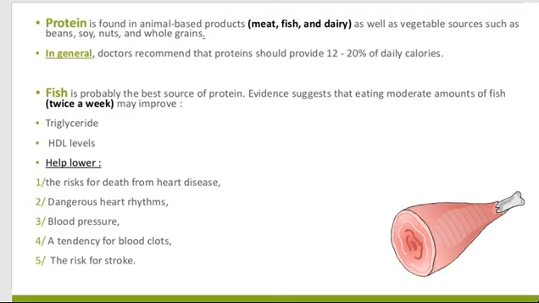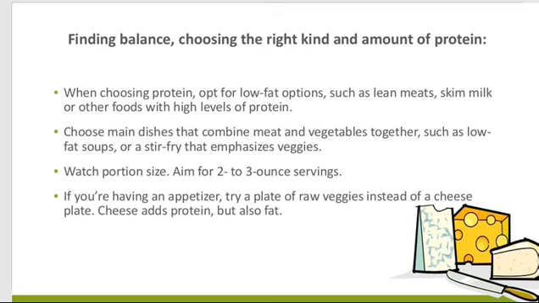Evidence suggests that eating a moderate amount of fish twice a week may improve triglyceride and HDL levels, and help lower the risk of death from heart disease, dangerous heart rhythm, blood pressure, a tendency for blood clots, and the risk for stroke. Finding balance, choosing the right kind and amount of proteins.